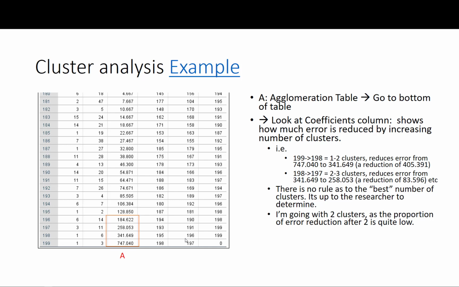Just for this purpose, I'm going to go with 2 clusters, as the proportion of error reduction after 2 is quite low. When I go from 1 to 2, I've reduced by 405 points, but when I go from 2 to 3, it's only 83. That's less than a quarter of the error being reduced when I go from 2 to 3 in terms of number of clusters. So I'm going to go with 2.